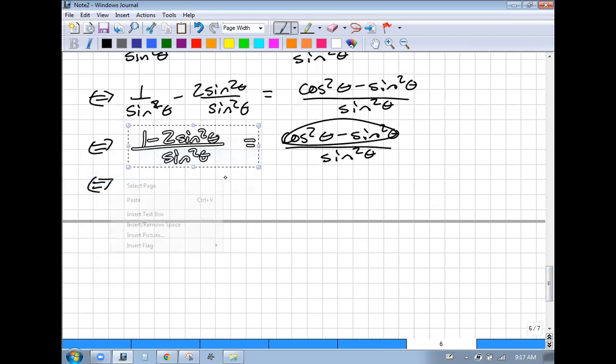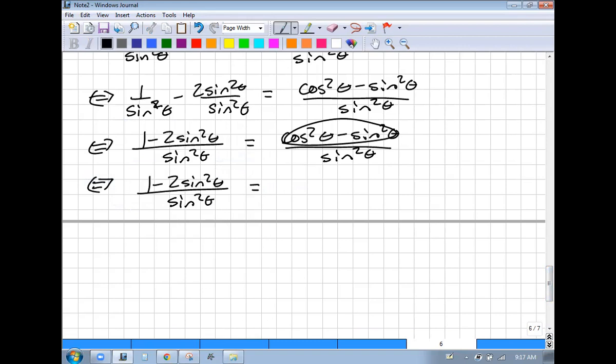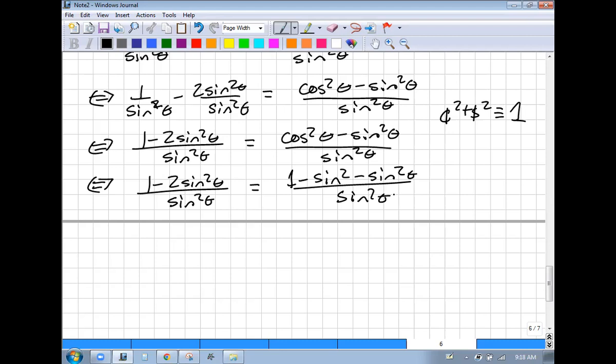I'll keep this. So this only has sines in it. This over here has sines and cosines. Well, I know that cosine squared plus sine squared is 1, right? My Pythagorean identity. So I can always replace cosine squared with 1 minus sine squared. And we're done because this is that. Everything else is the same.